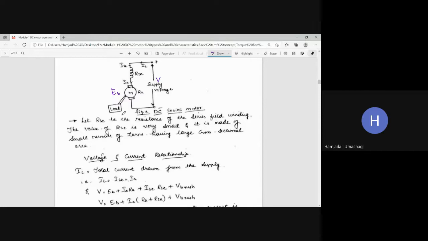V is equal to the opposing voltage or back EMF EB, plus the drop because of IaRa, and the drop because of Ia into RSC. Then if it is having certain brush drop, you can write it as V brush. So totally I can say that V is equal to EB plus IaRa, the drop because of armature resistance, then the drop because of the series field winding, that is Isc into RSC. If the brush voltage drop is very large, then you can mention the V brush. But if it is small, you can neglect it. That is the meaning.